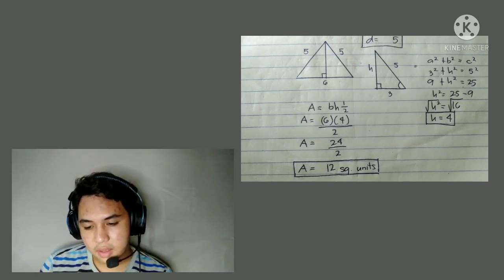To solve for our area, we know that the formula for the area of a triangle is 1/2 times base times height. So we can plug in, our base is 6 and our height is 4, over 2. So our area is equal to 24 over 2, or our area is equal to 12 square units.